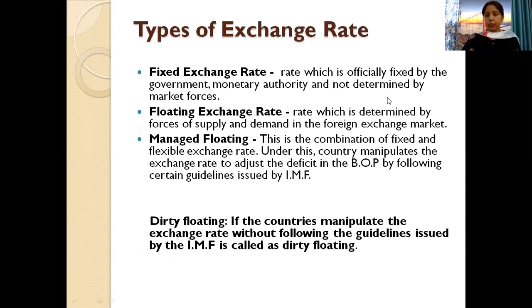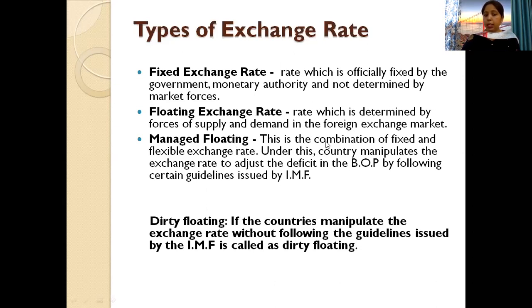Types of exchange rate. Fixed exchange rate, which is officially fixed by the government or monetary authority and not determined by the market forces. In our country, who is the monetary authority? It's the RBI. Next is the floating exchange rate. Rate which is determined by the forces of supply and demand in the foreign exchange market. So the one determined by the forces of demand and supply is floating, and it is also called flexible, children. And fixed is the one through the government.